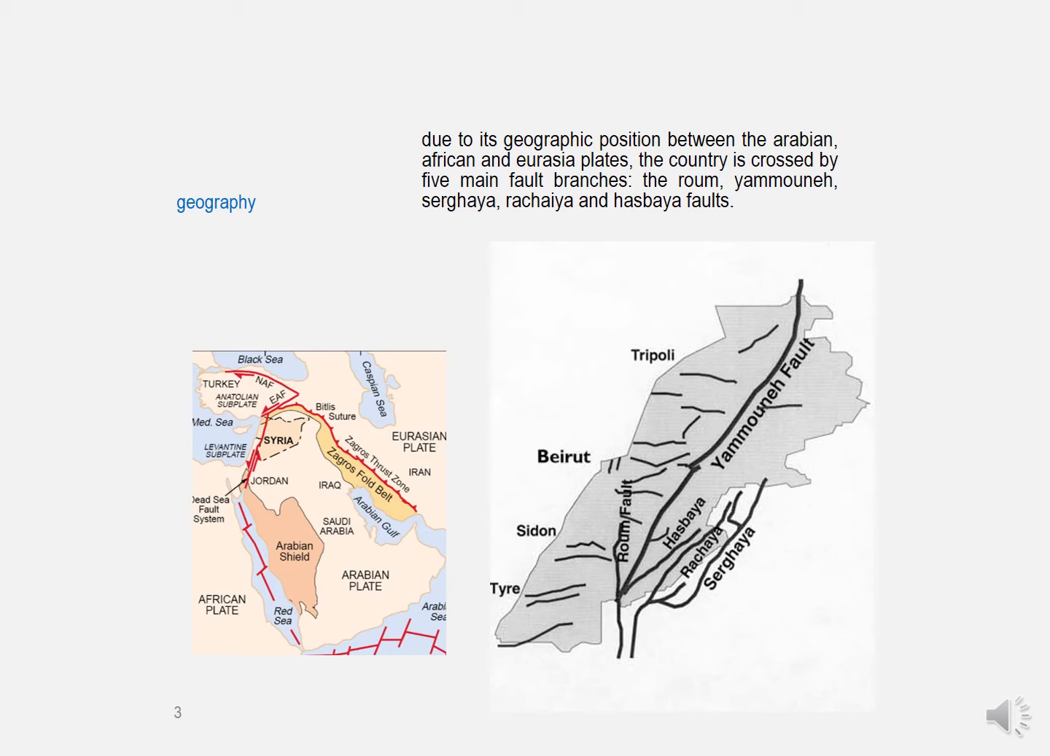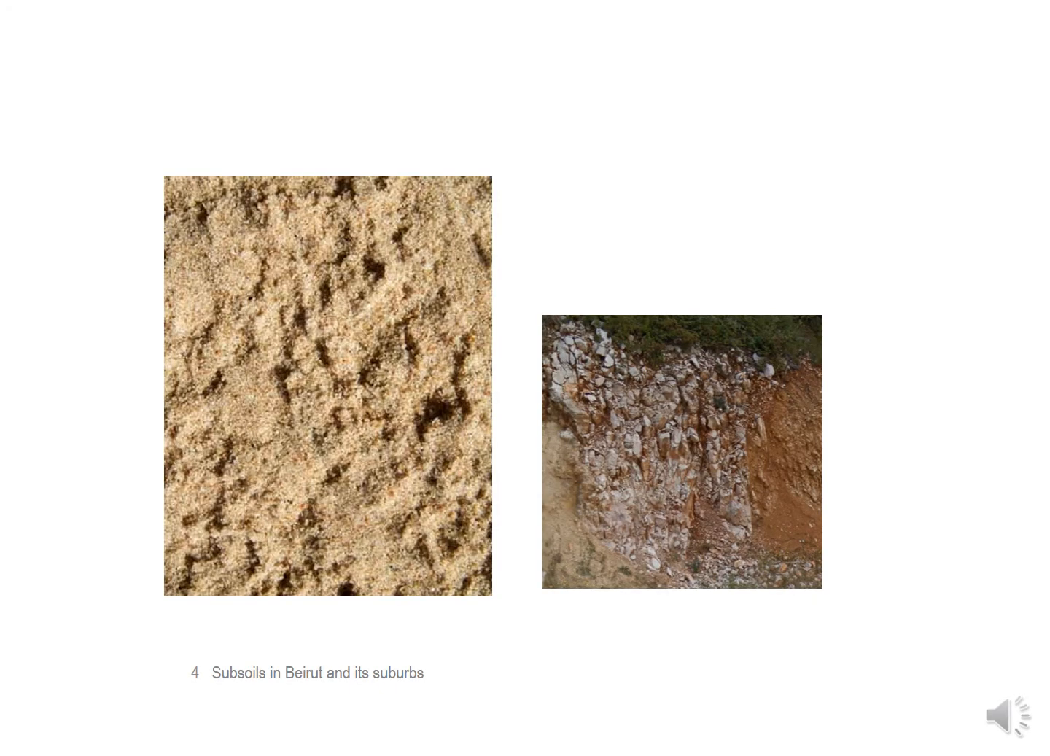The Lebanese geological context is very complex, presenting a very large spatial variability of soils within a very small area. The geology of Beirut and its suburbs shows that the subsoil can be classified into two main categories: sandy areas, as shown in the first picture, and limestones or marly limestone spaces, as shown in the second picture.